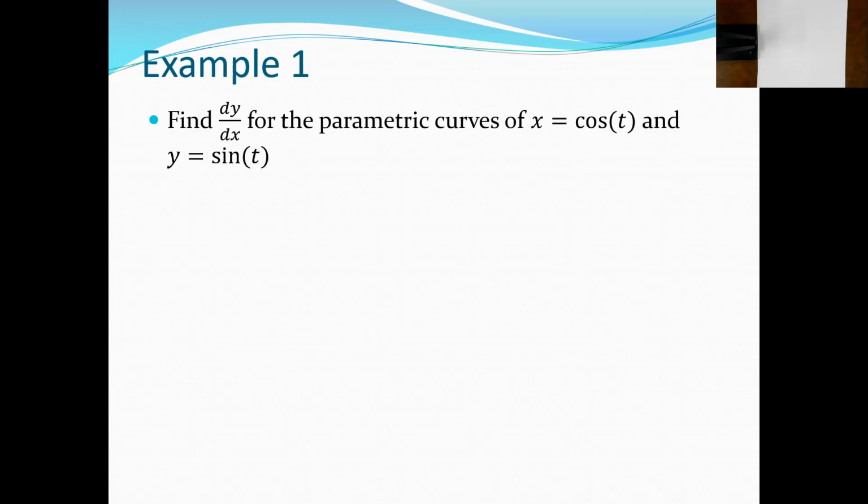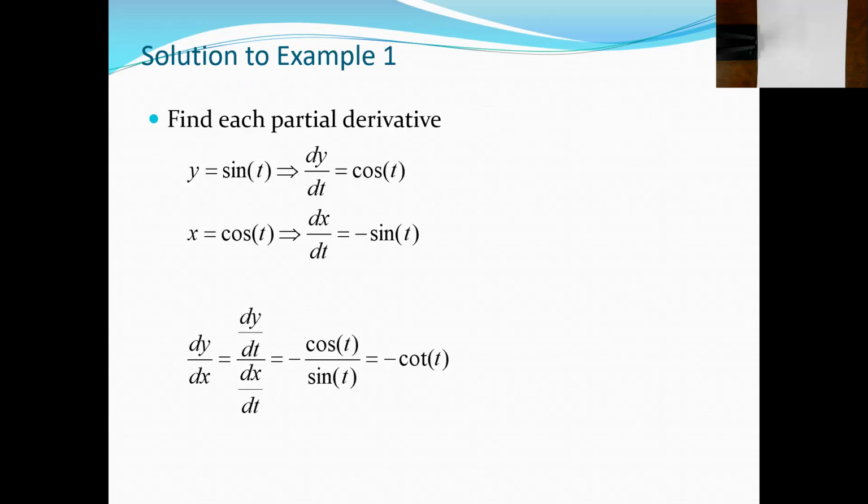Okay, so our first example applying this will be for the parametric curves. x is cosine t and y is sine t, and we're going to find dy/dx. On this one, I'm probably not going to go to the dot camera because these definitions are so basic. So I'm going to go straight to the solution. All we have to do is take the derivative of y and x. The derivative of sine t is cosine t, and the derivative of cosine t is negative sine t.